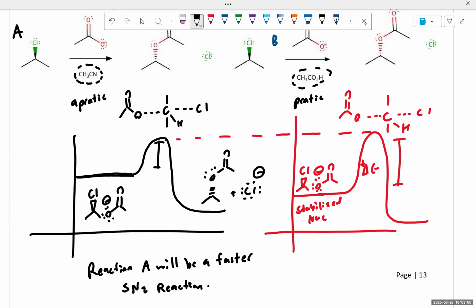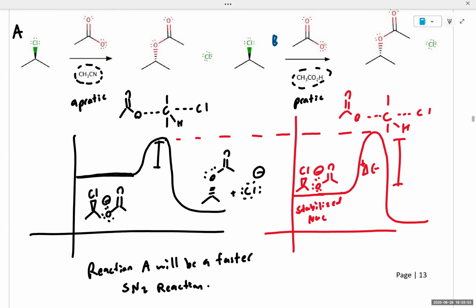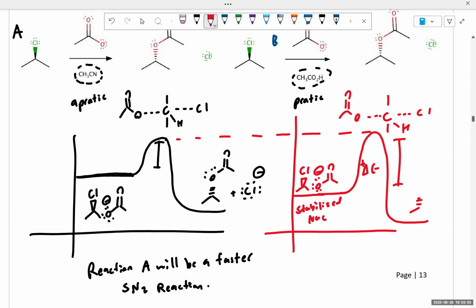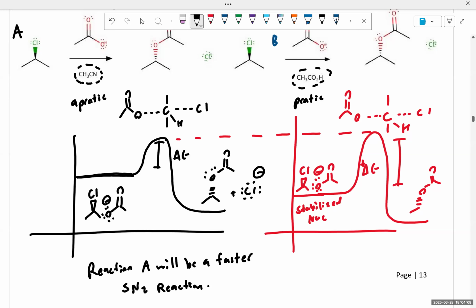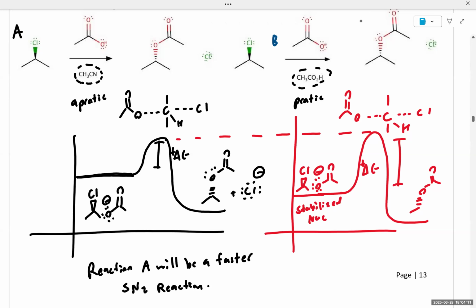So again, the only difference between these two reactions is the solvent. When you use a polar protic solvent, that stabilizes your nucleophile, which in turn increases your activation energy. So reactions using a polar protic solvent for the SN2 reaction will have a slower rate of reaction, all things being equal. Likewise, reactions run in polar aprotic solvents will be faster by comparison.